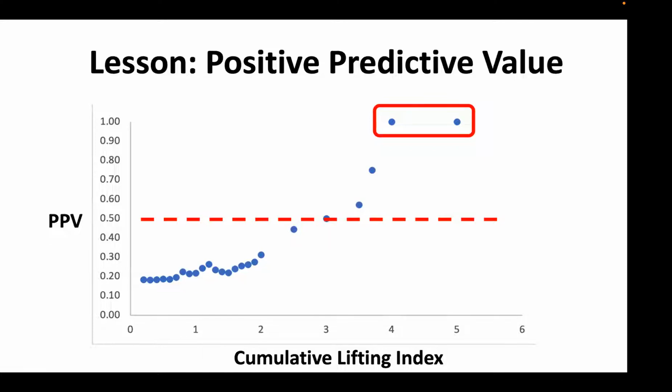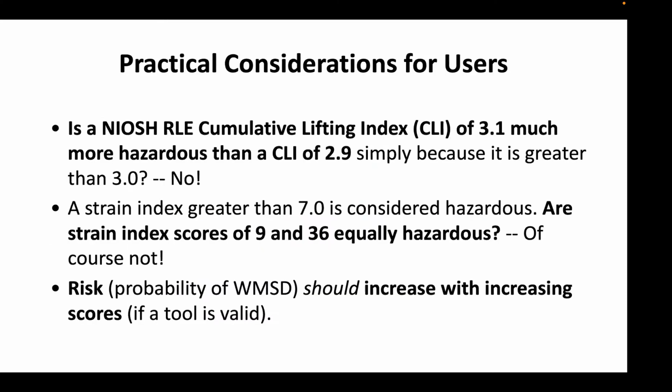And, you know, we all know that if we've done a lifting equation, you're holding a tape measure next to someone's hip, you could be off by an inch, and that could make all the difference. In a similar vein, a strain index score of 7 or more is considered hazardous. Would that mean that scores of 9 and 36 are equally hazardous?